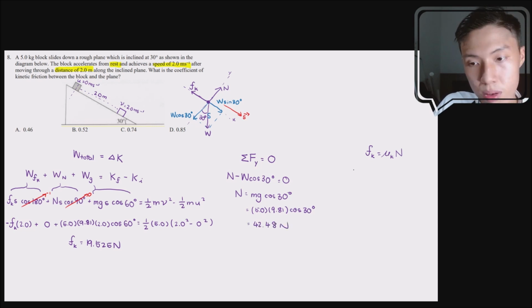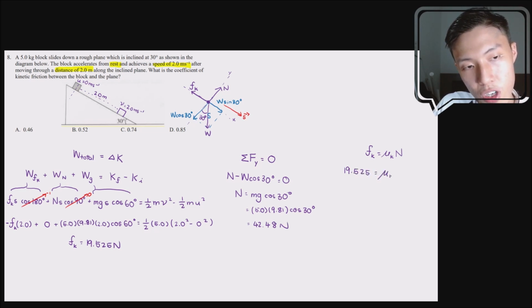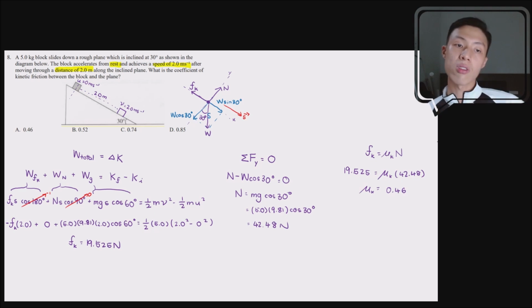So now you can just substitute everything in. 19.525 is equal to the coefficient of kinetic friction times the normal force. So the normal force is 42.48. Therefore, you'll be able to calculate the coefficient of kinetic friction to be 0.46. So this is how you obtain the coefficient of kinetic friction, and the answer should be A.